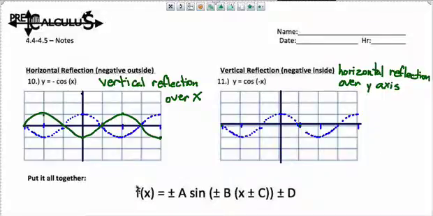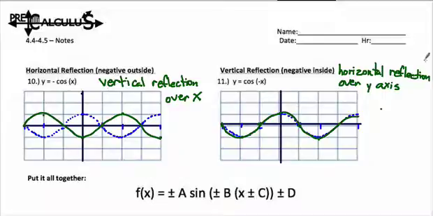Here's my parent function again. And then when I go to reflect this on the y-axis, this one's not going to move. This one over here is going to end up over here. The one that was here is going to end up over here. This is going to end up there. So you can see because this one has even symmetry, when you reflect it over the y-axis, you end up with the exact same function. That would be different with the sine function because the sine function has odd symmetry, if you can kind of picture it in here. When you reflect it, it is going to look different.